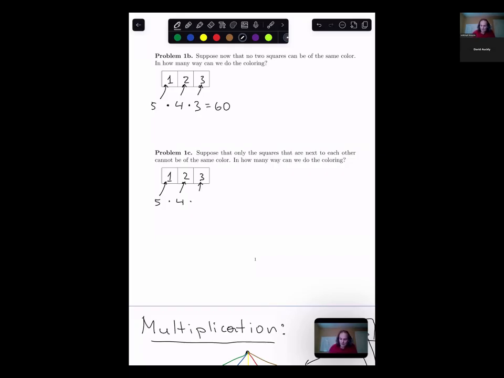Because in the previous problem, this third box, we couldn't use two of the colors, right? We couldn't use the color from the first box and from the second box. But now we cannot use only one color, the color of the second box. So there are four options here, all right? And therefore we multiply and we get 80.